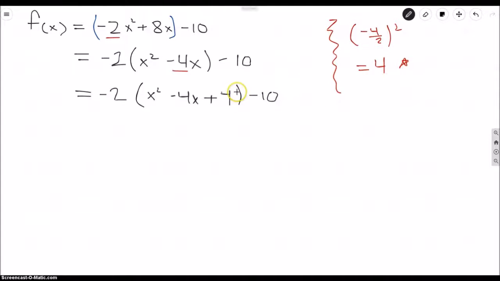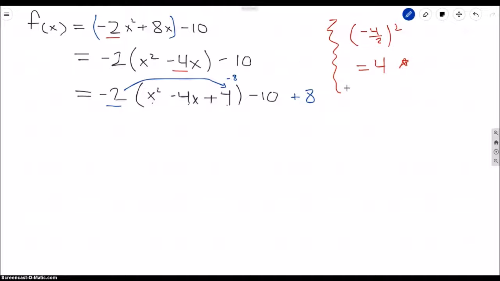Here's the problem though. Because I have this -2 that's multiplying all of these values inside, this isn't really just a +4. This is really a -8. And I know it says +4 here, but if we take into consideration the -2 out here that's multiplying it, it's really a -8. So to balance a -8 out, we need a +8 out here.